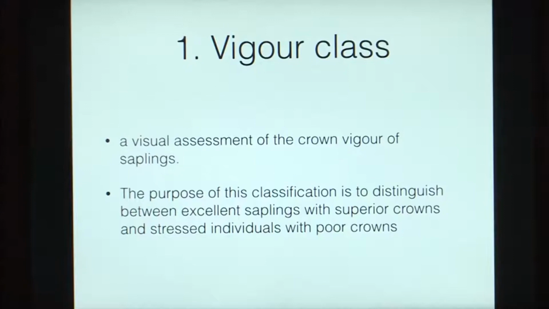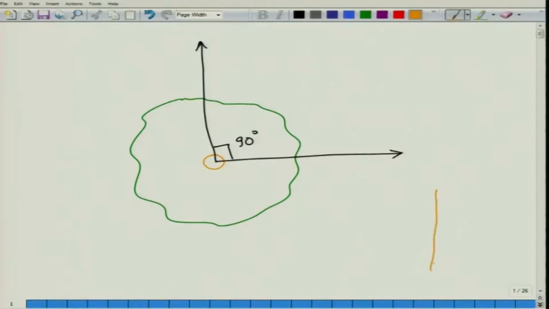The purpose of this classification is to distinguish between excellent saplings with superior crowns and stressed individuals with poor crowns. As we discussed before, if a sapling has a good crown, then it will be called an excellent sapling. Why? Because consider a small plant and suppose it has a good crown. A good crown will tell us that it has abundant rate of photosynthesis.